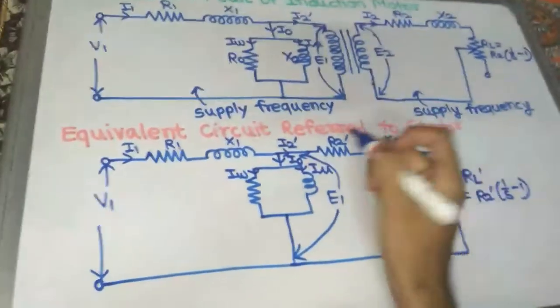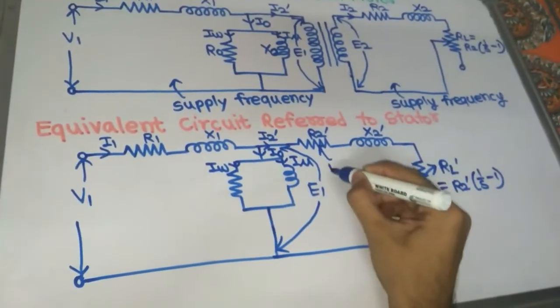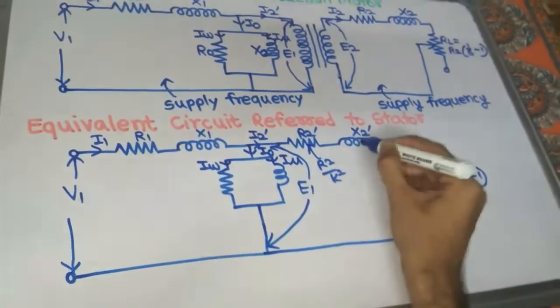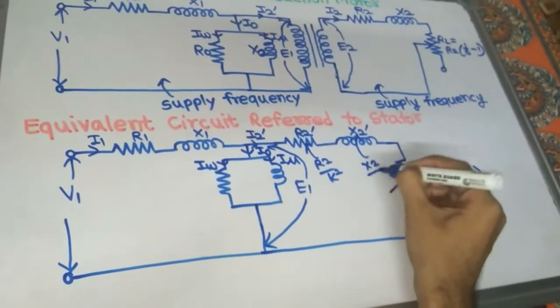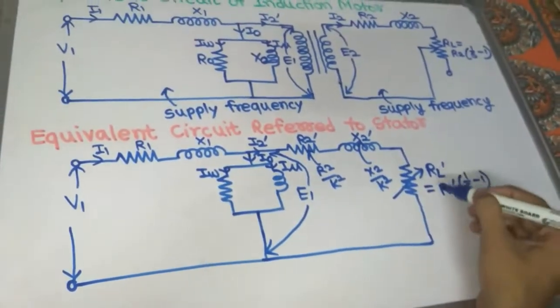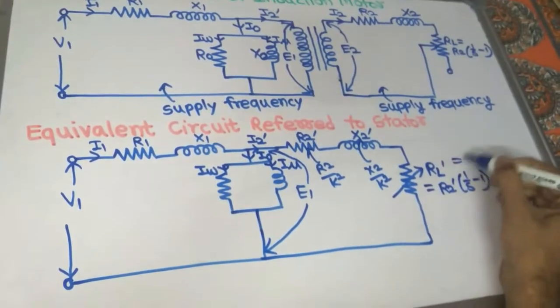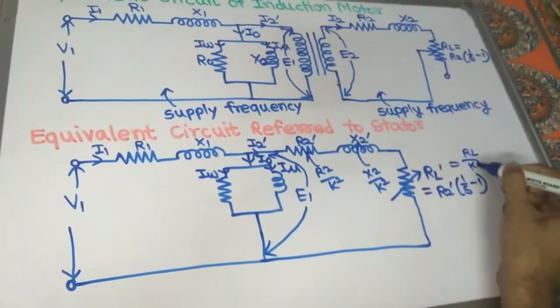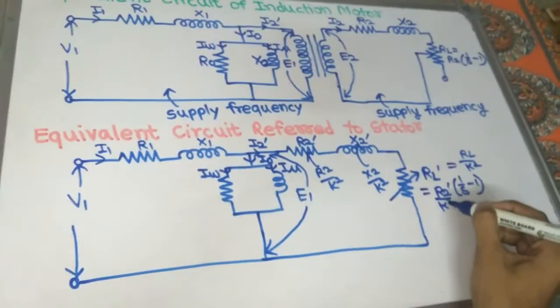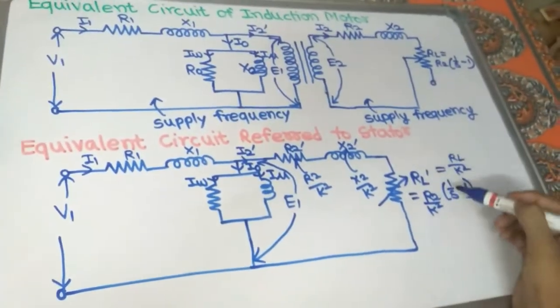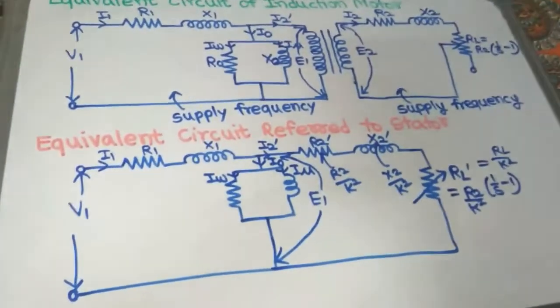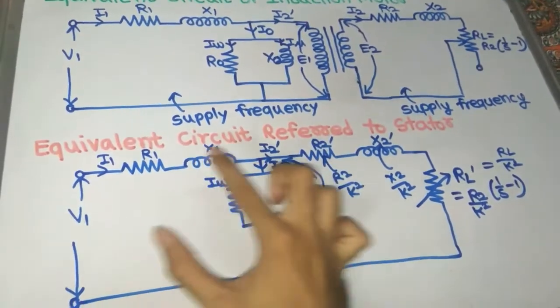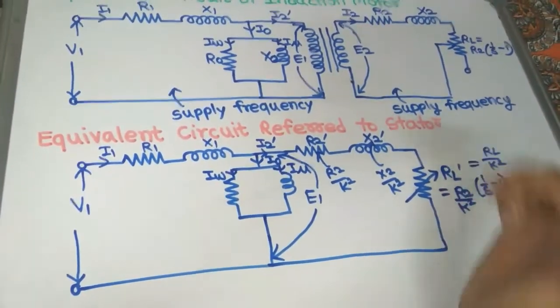So we can write this value: R2 dash equals R2 by K square, X2 dash equals X2 by K square, and RL dash equals RL by K square, meaning R2 by K square times (1/S - 1). So this is the complete equivalent circuit referred to stator.